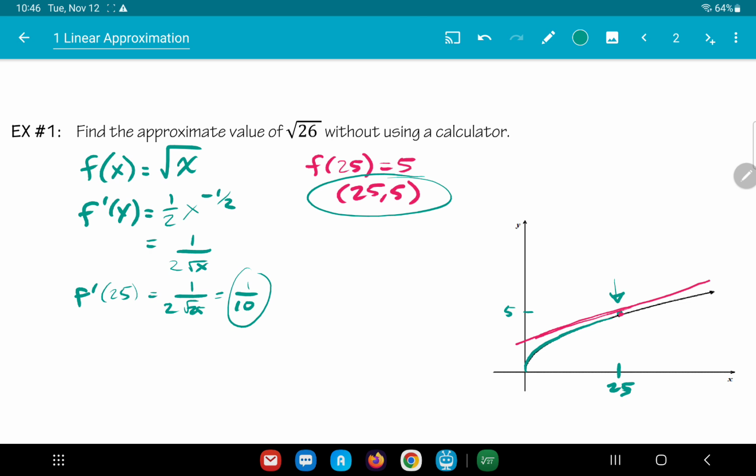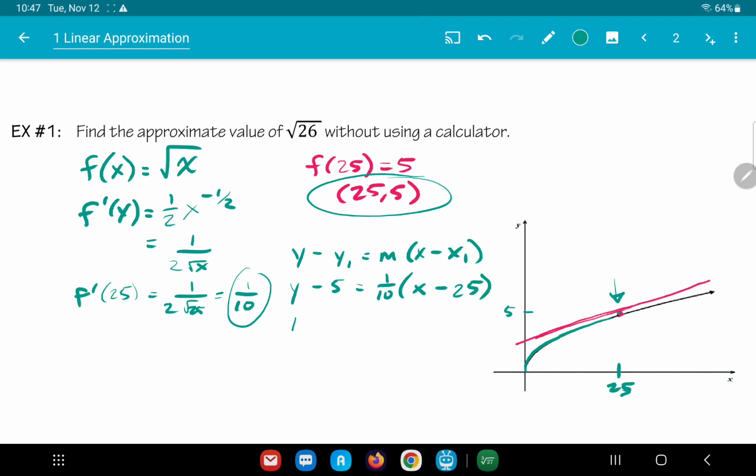Let's put that into our linear approximation line, and remember, it's really just the tangent line itself. So we write y minus y1 equals m times x minus x1, and I'm just going to fill in the missing information. Our y value is 5, our slope is 1/10, and our x1 value is 25.